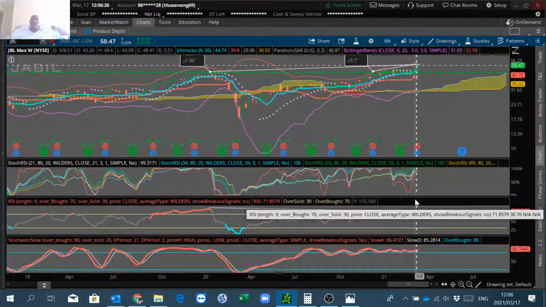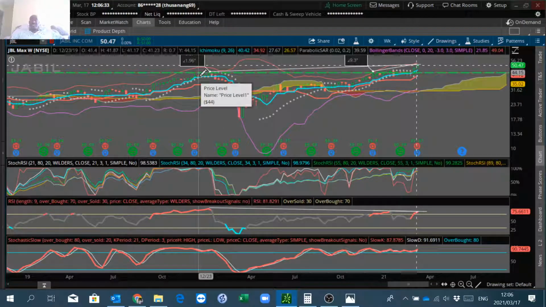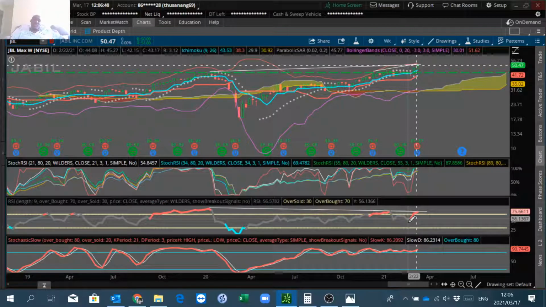But how did I put the trade on? I picked this 44 level, this previous resistance, that it will come back, either test it or break through a bit. That's where I would make money. How would I make money?